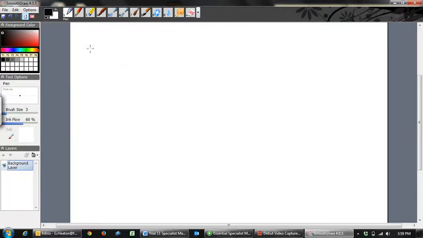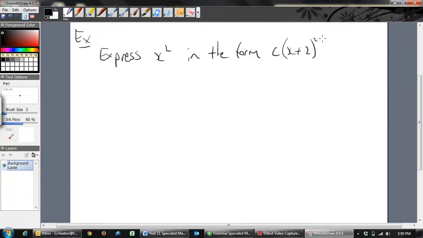Let's just do one or two more examples, but I think you get the idea. We'll just do maybe one that's a little bit more complicated. Maybe express x squared in the form cx plus 2 squared plus a x plus 2 plus d. Okay, so quite often we're asked to express a certain polynomial in a different form. Okay, so let's have a look at it.